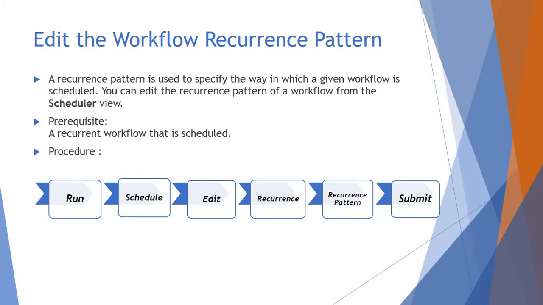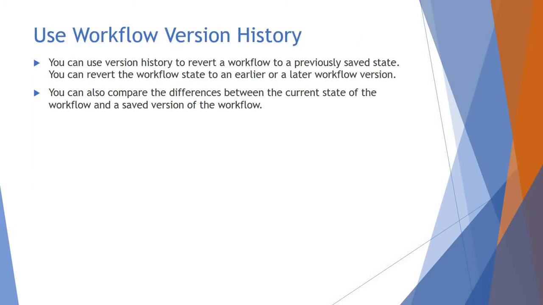Click Save and Close to exit the editor. The new recurrence pattern for the scheduled workflow appears in the Recurrence tab. What to do next? You can view the details about different runs of the scheduled workflows on the Workflow Run tab. Now, let's see the use of workflow version history.